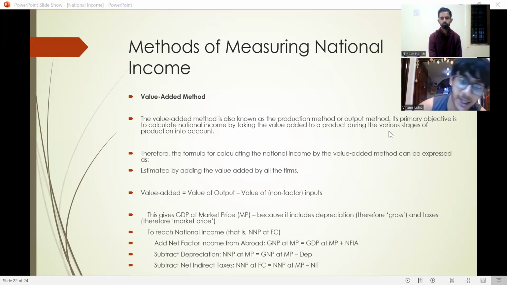What does the NNP stand for? It's net national product at factor cost. Yes, it's factor cost, that's right. So to get that, we start from gross national product, add net factor income from abroad, and subtract depreciation. Depreciation is mainly the reduction in the value of an asset.